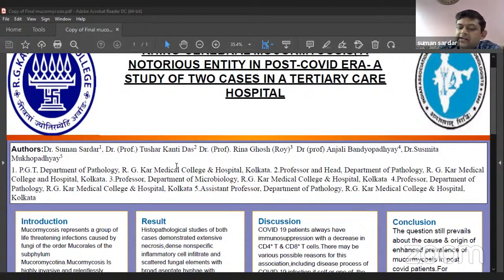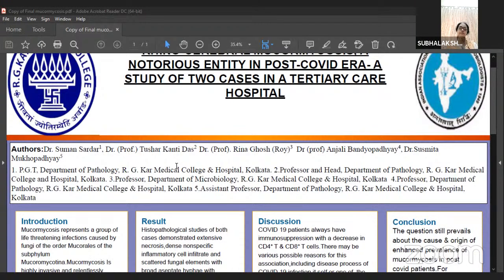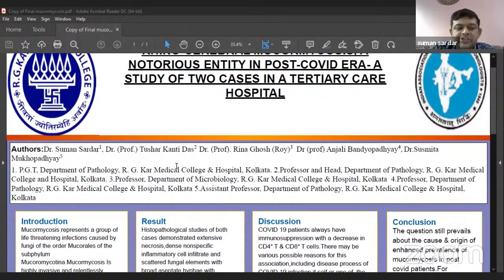So, as the COVID-19 patient always have immunosuppression with decreased CD4 and CD8 T cell, there are various possible reasons for association, including the disease process of COVID-19 itself, or one of the factors may be extensive use of steroid. Mucor is a saprophytic fungus which exists widely in the nature, but for its low virulence, it may remain as a common commensal in nasal mucosa of a person. If the patient became immunosuppressed, it germinated and spread to the nearby structure.